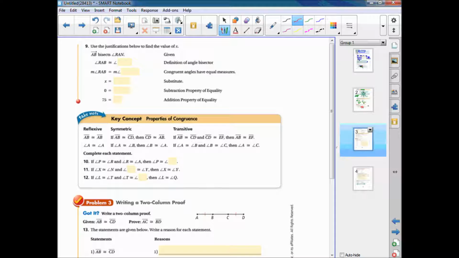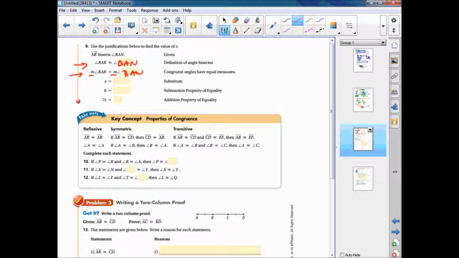Let's finish this problem. Use the justifications below to find the value of x. So angle RAB is congruent to angle BAN. That's what we just got. And the measure of angle RAB is also equal to the measure of angle BAN. That's congruent angles have equal measures. So we can go from the congruence in step 1, the equals with the squiggly on top, drop the squiggly and add m for the measure. Then we have numbers. And then we can substitute.